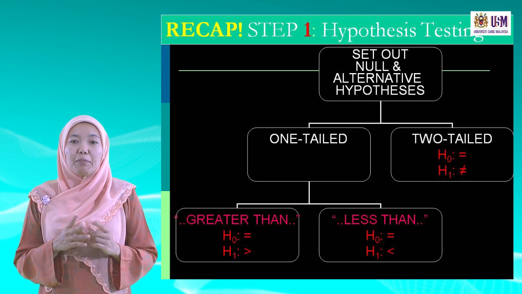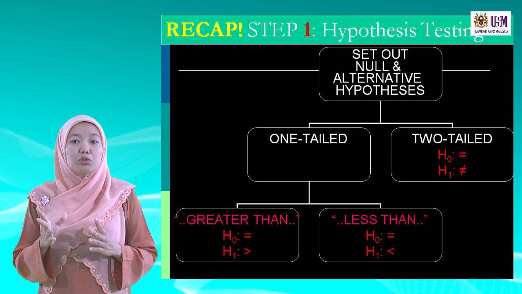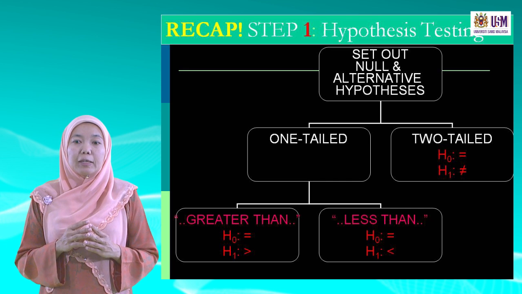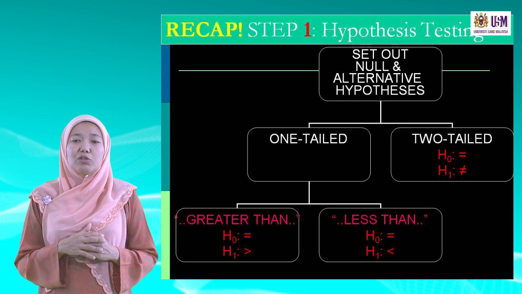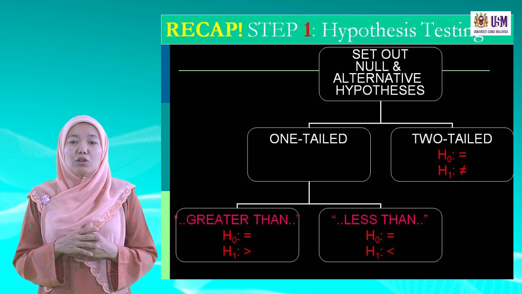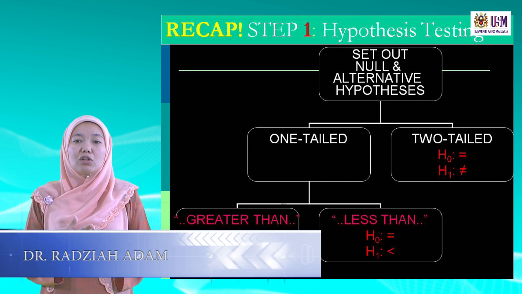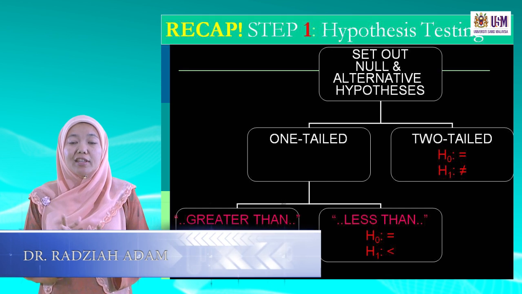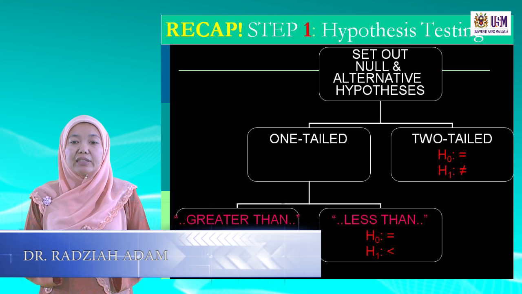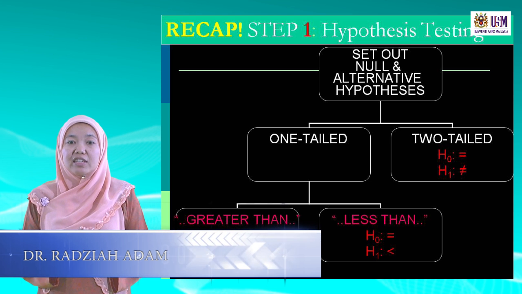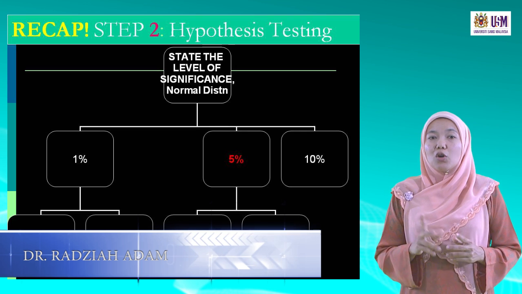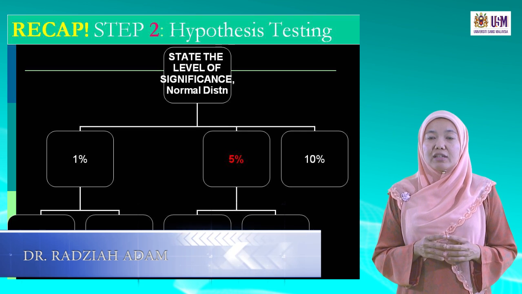The other type of hypothesis testing is the two-tailed test, where the keyword is difference. The question is asking you to test for a difference, to test for equality. So you have the equality symbol in your H0, and the unequal symbol in your alternative hypothesis, H1. That is what we did in part 3.